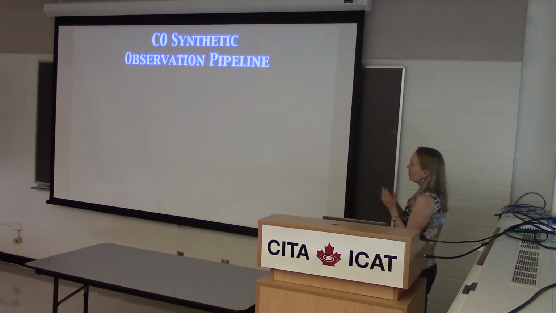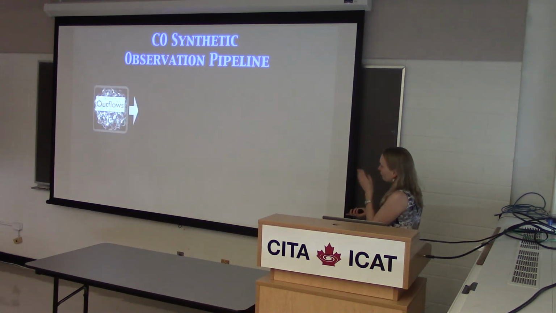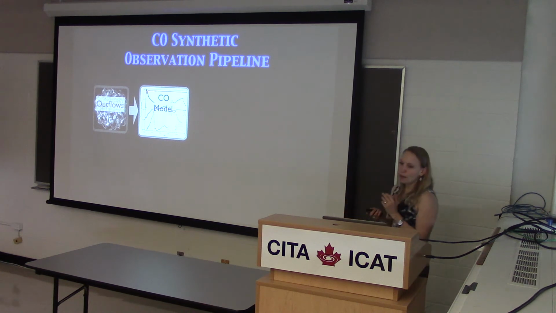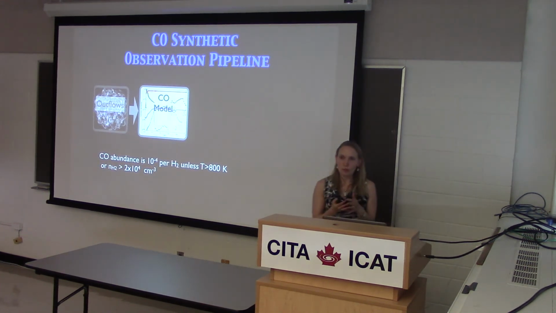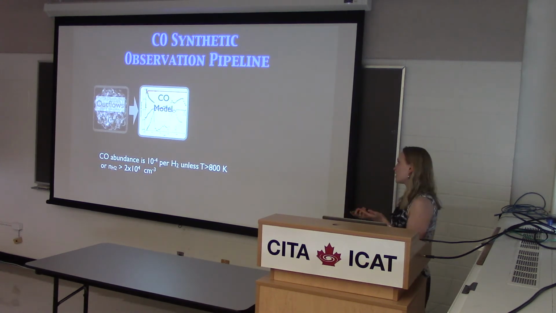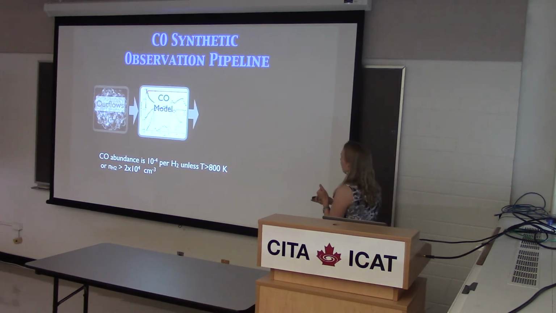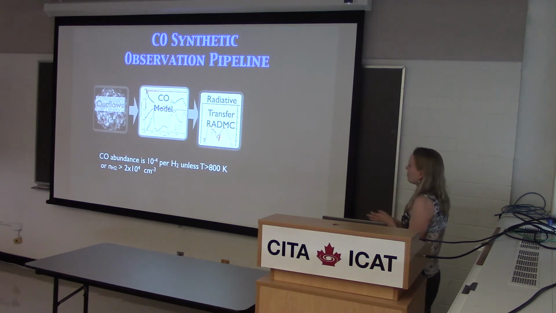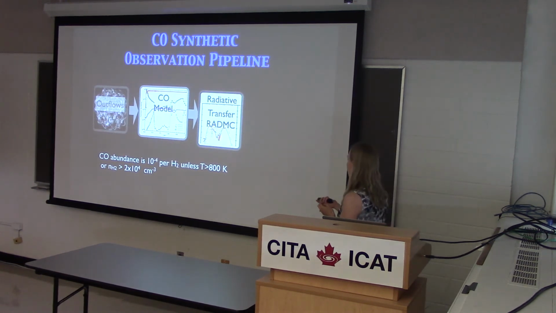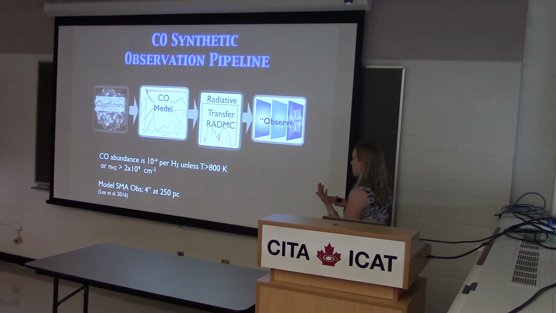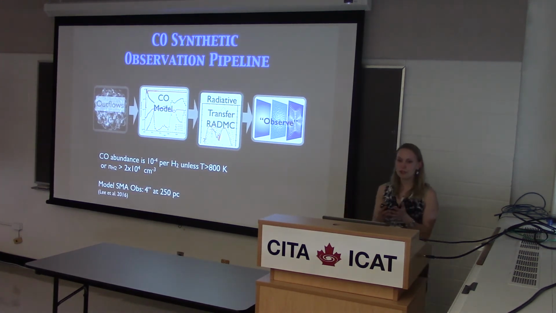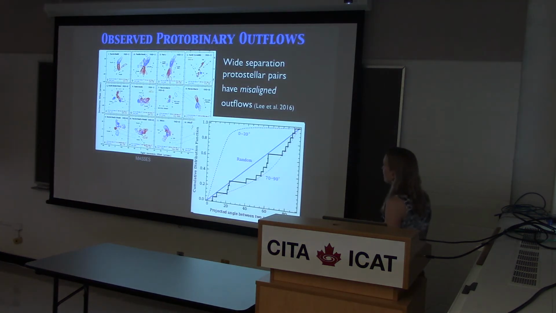So to do this, I created a CO synthetic observation pipeline. You start with the data from the simulations. You adopt a CO abundance model, in this case basically just assuming that the cold gas has uniform CO abundance. We post-process this with a radiative transfer code, RADMC, and then finally observe it as if it's a real object, in this case with a few arcsecond resolution, as if it's in Perseus. So here's Mike's data.